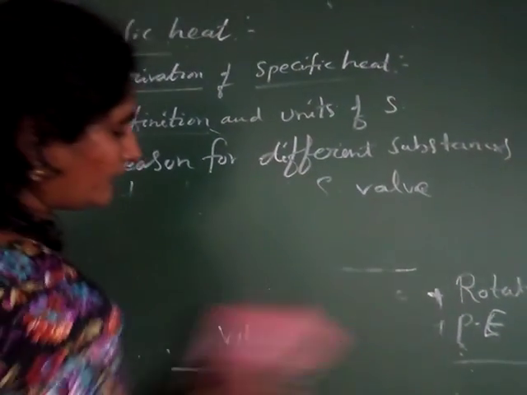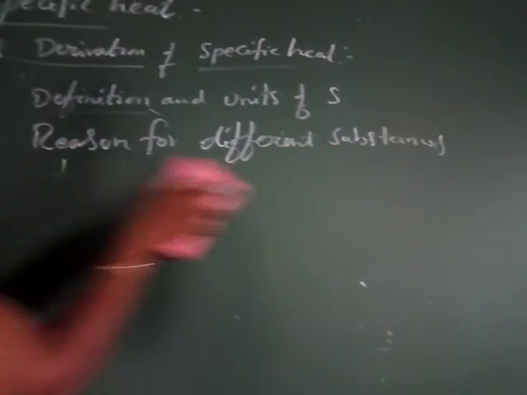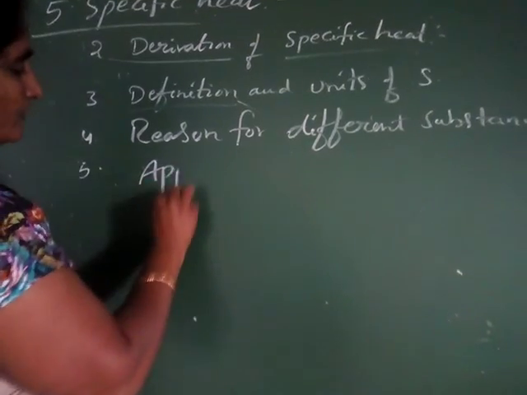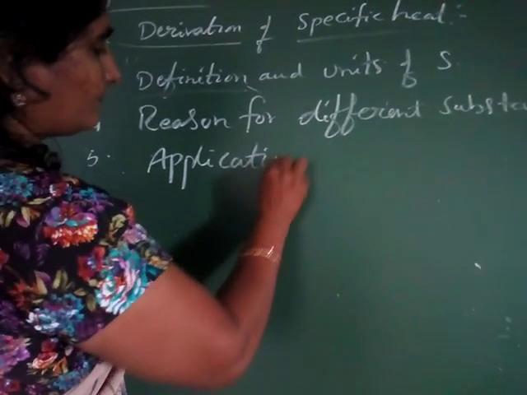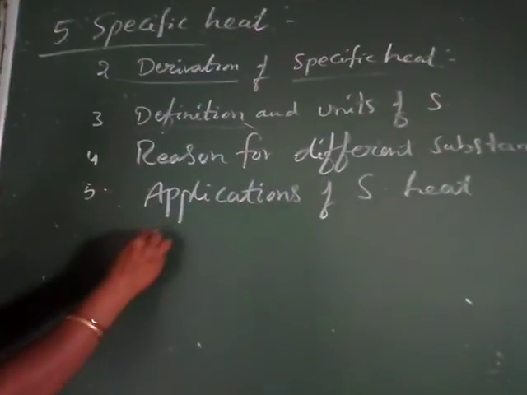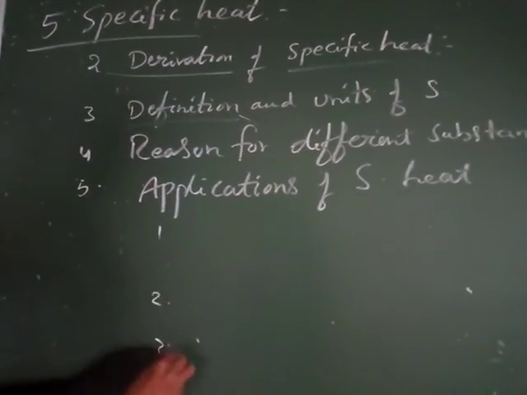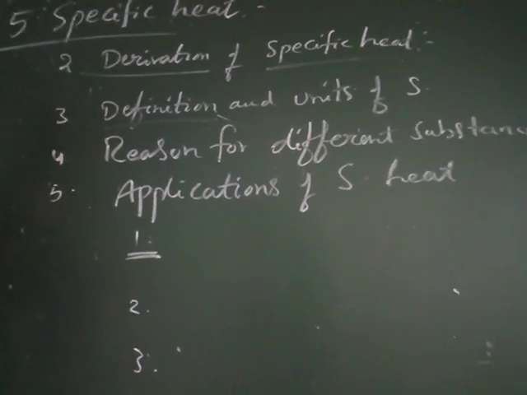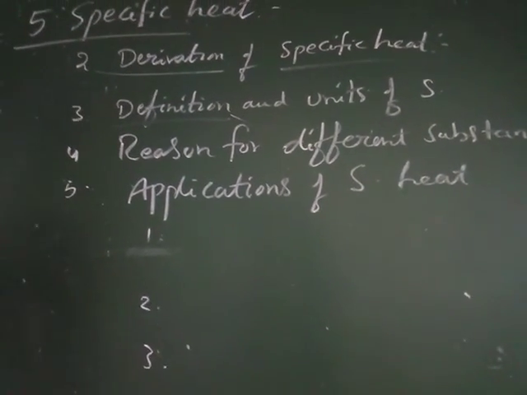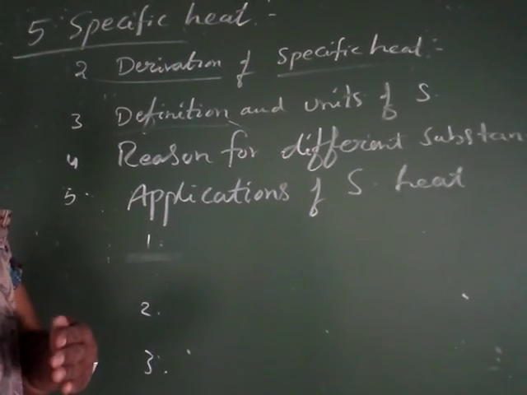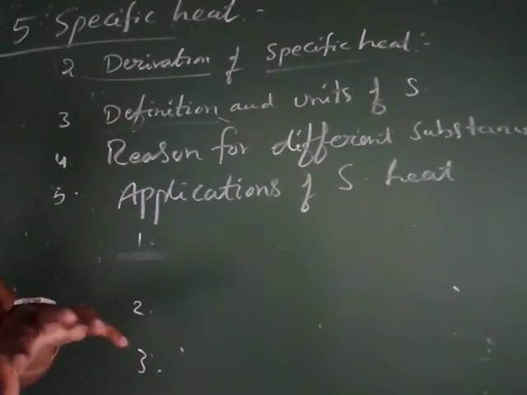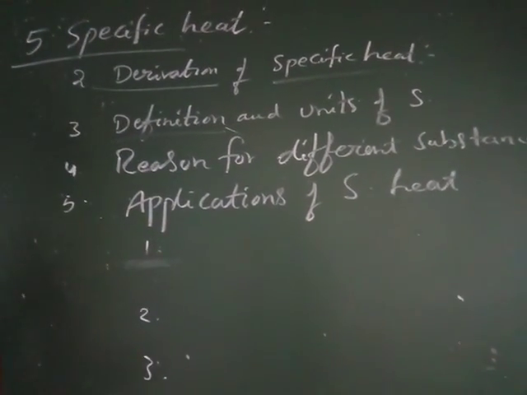The fourth subtopic is completed. Next one is the applications of specific heat. It is very simple, you can remember it. There are 3 applications given in your textbook. The first one is that living on the earth is possible only due to the specific heat of the water. How is it, madam?